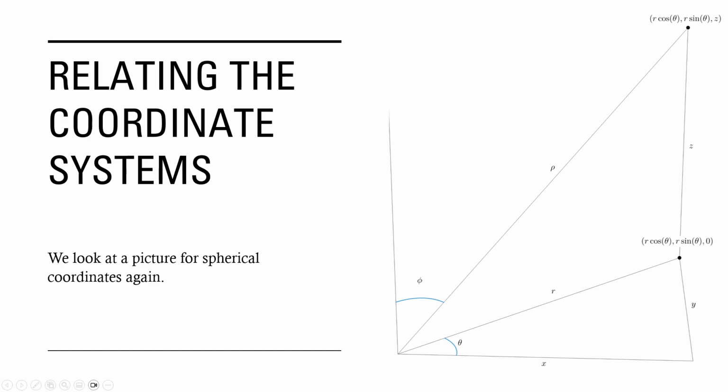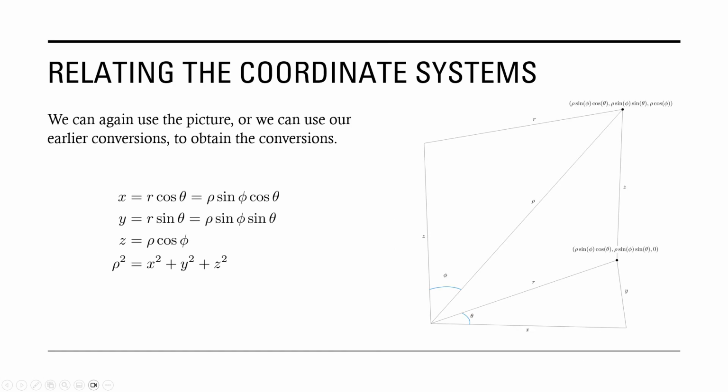Now, one that we can think of here, let's go ahead and label some of these things, is certainly if I go a distance rho out here, I can form this triangle with the r and the z. So rho squared would be r squared plus z squared, just using the Pythagorean theorem. Then I know r squared is x squared plus y squared. So rho squared is x squared plus y squared plus z squared.